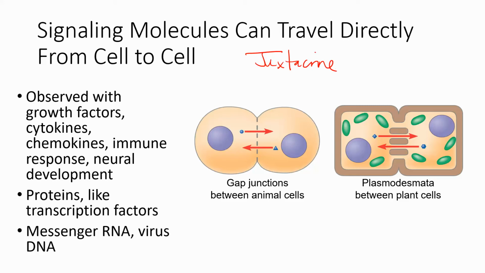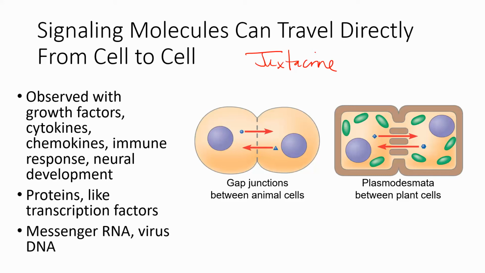So juxtacrine signaling involves having molecules move directly from one cell to another without having to cross a cell membrane. This means that you can allow all sorts of molecules. They can be hydrophobic, hydrophilic, and they don't have to cross through the boundary of a cell membrane. There are certain molecules that this is more common with. Growth factors can do this.